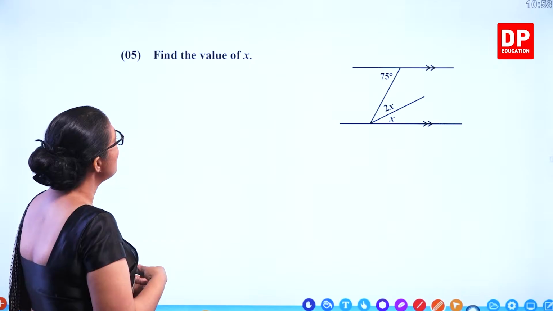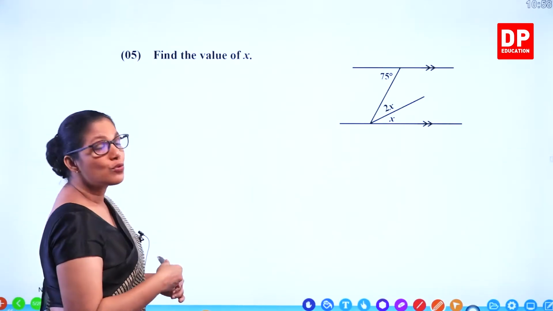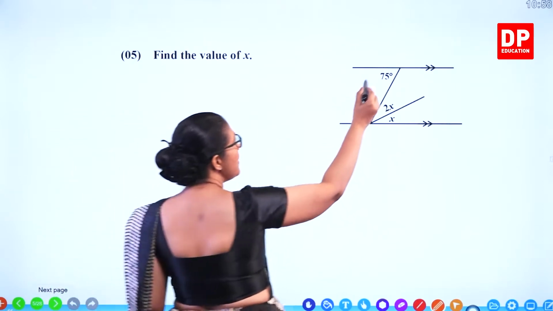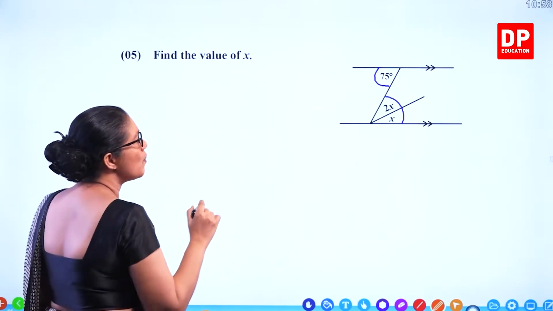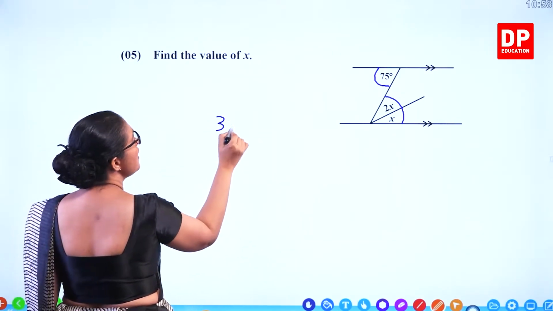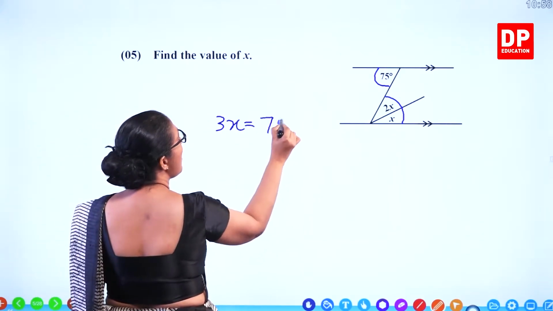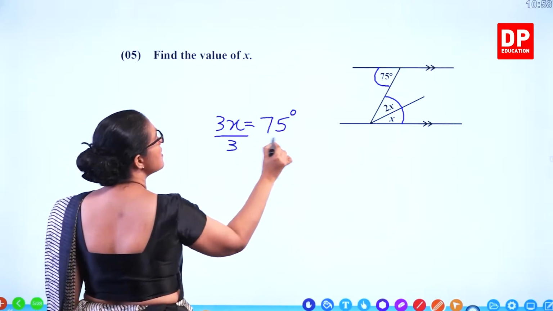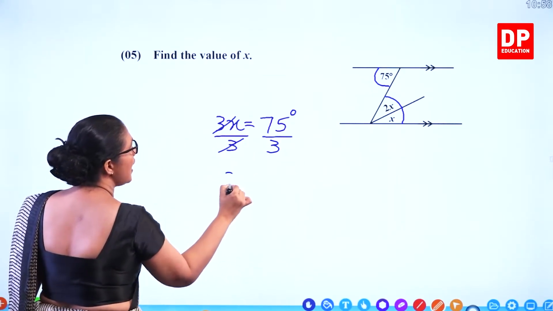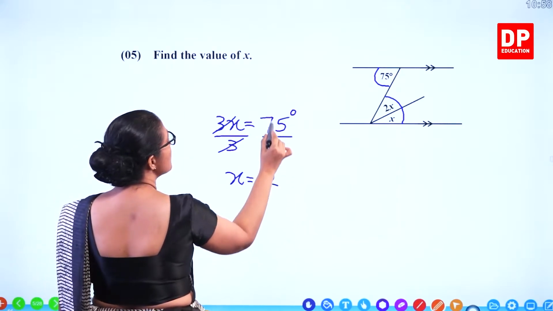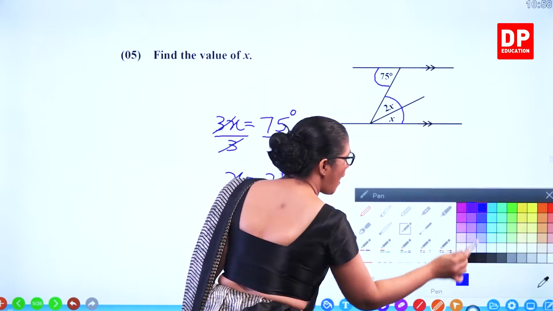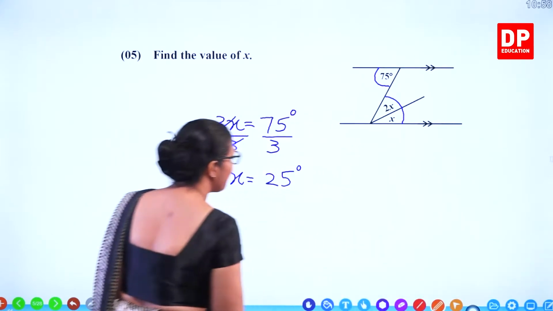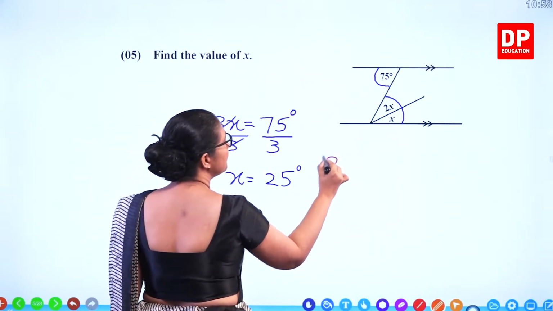Question number 5. Find the value of x. The 2 lines are parallel. This angle is equal to this angle. Alternate angles are equal. 2x and x becomes 3x. That's equal to 75. So what is 1x? Divide by 3. 3 times 2 is 6, and for 15, that's 5. So x is 25 degrees. So 2 marks.